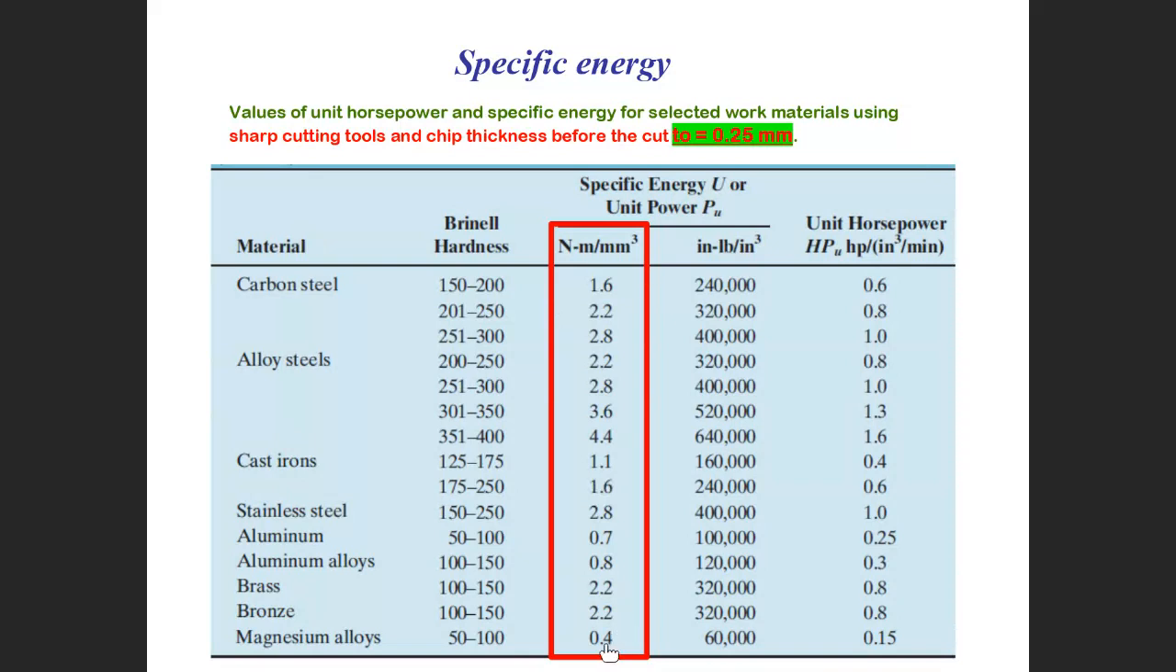So when we put it in the table, later, if you need to know the power to cut carbon steel, you can obtain it from the table. You multiply by the material removal rate, and you get the power needed to cut this material. This is the benefit of putting it in that table.